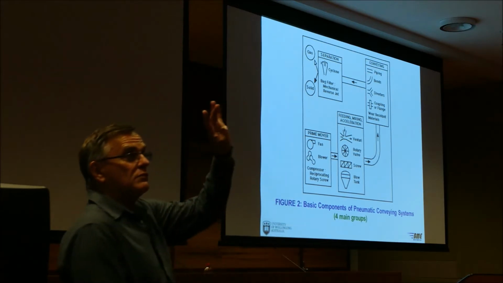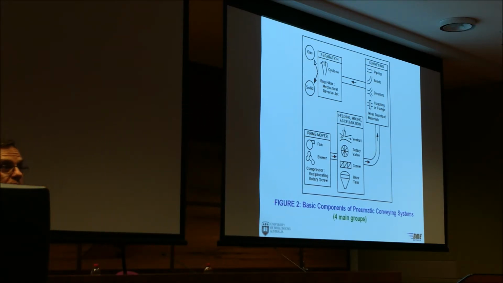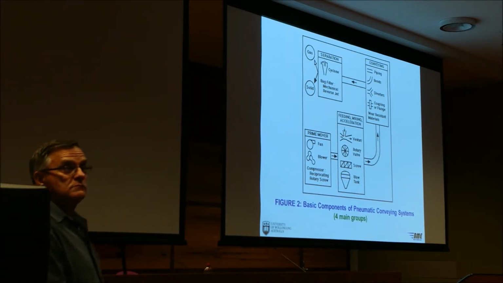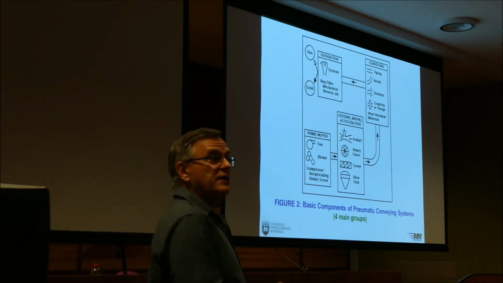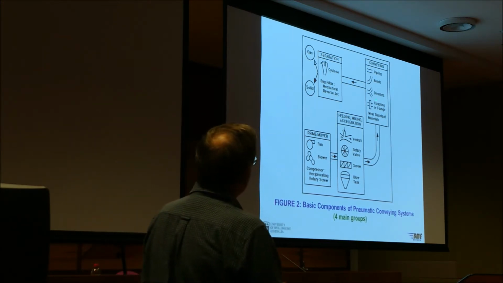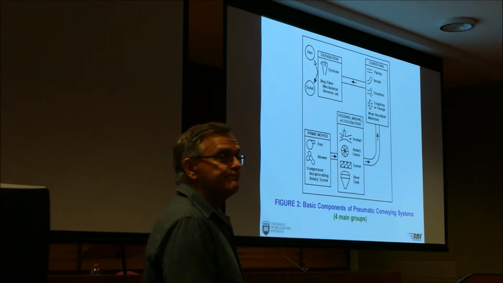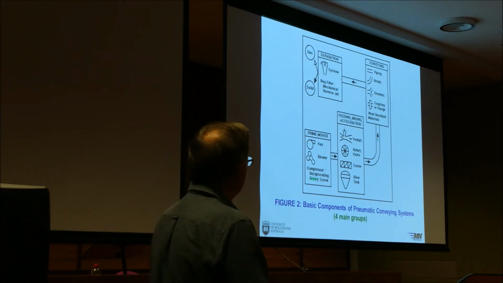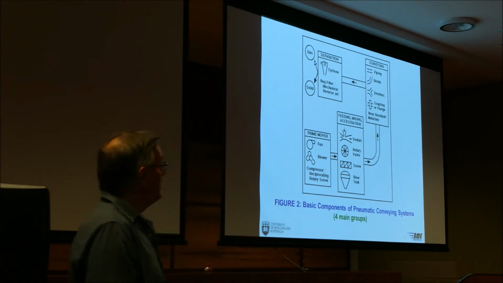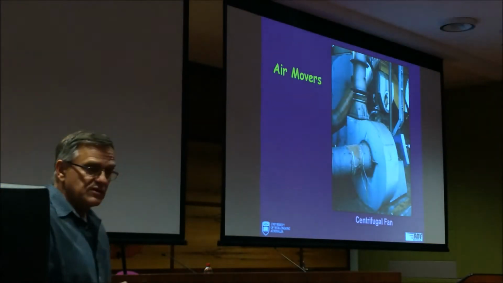Anyway, so there are your 4 components. If you want to design, operate, troubleshoot a pneumatic conveying system, you've got to think about these 4 areas. If you don't do any one of these right, the whole system can fail. So all these things are going to be matched properly to your product and application. So let's move just quickly to some examples.